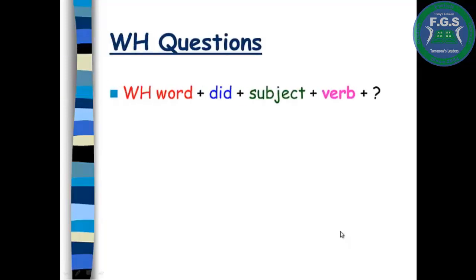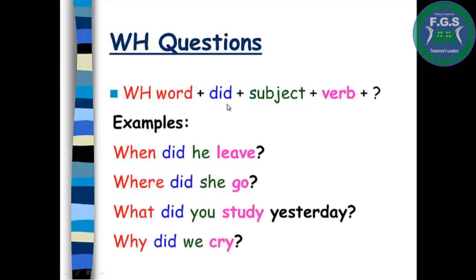WH questions. We put at first WH word plus did plus subject plus verb. Let's see our examples. When did he leave? Where did she go? What did you study yesterday? Why did we cry?